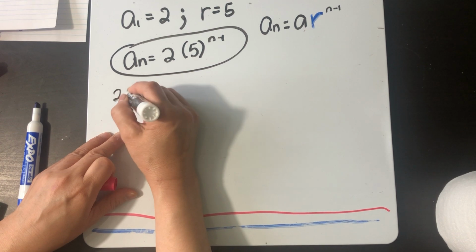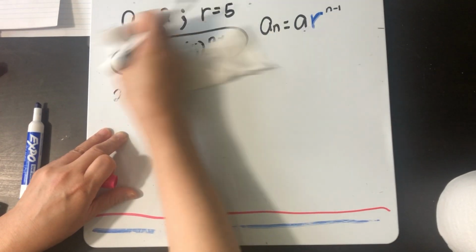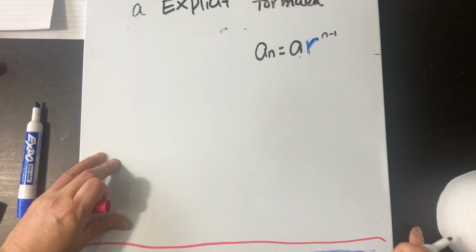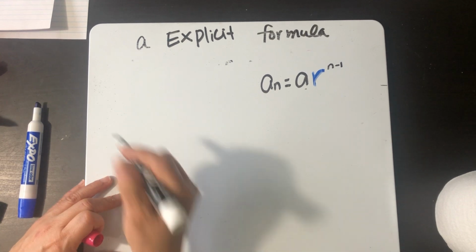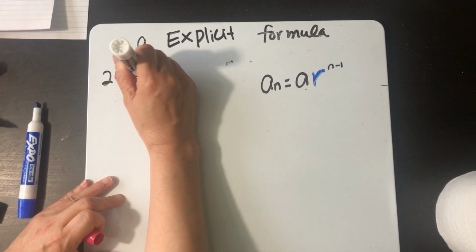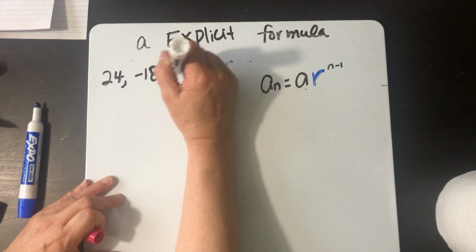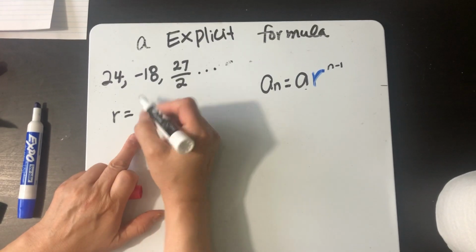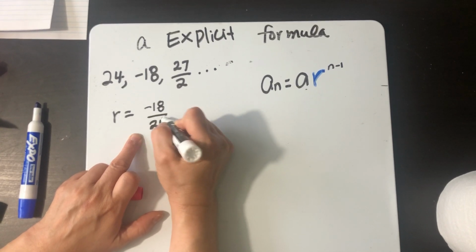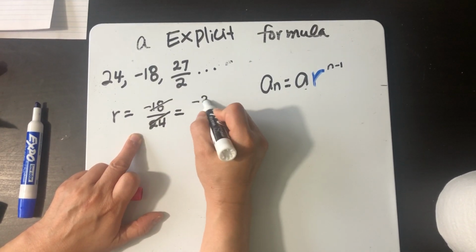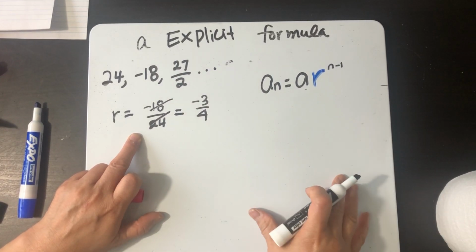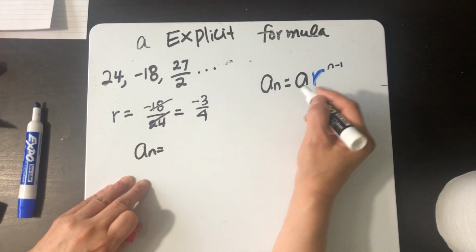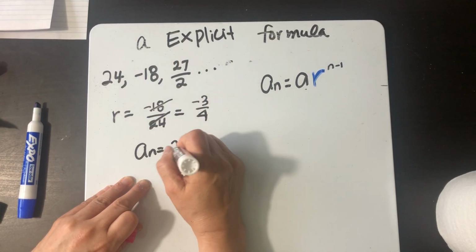The next one is number 24. Okay, the question is, the sequence is 24, negative 18, and then 27 over 2, dot, dot, dot. The first thing we do is find the ratio. What is the ratio? Negative 18 over 24, divide by 6, it will be negative 3 over 4. Very good.